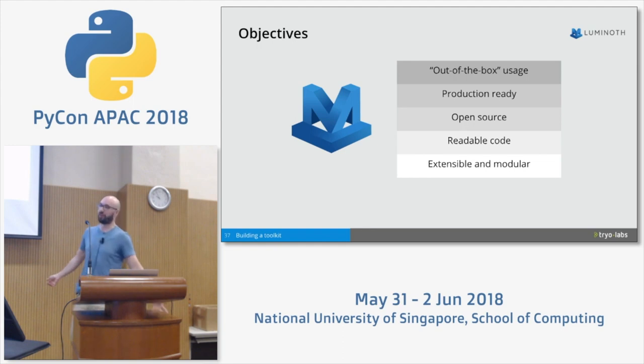Of course, open source. We are all happy to collaborate with open source projects, so why not make this open source? We also care a lot about the readability of the code, so it's heavily commented. You can actually see how the thing works, and it's not like magic. It's trying to explain itself. It's also extensible and modular, in the sense that if you want to add another model, you shouldn't have to rewrite everything. You can just plug it into the part of the computation that makes sense.